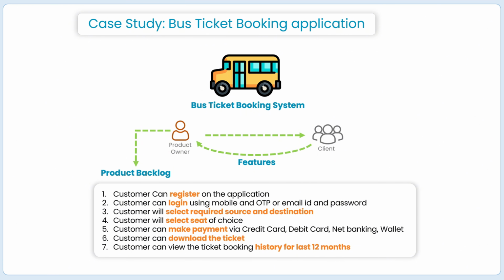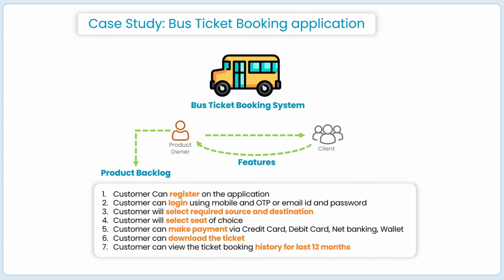Customer will select the required source and destination. Customer will select seat of choice. Customer can make payment via credit card, debit card, net banking, or wallet. Customer can download the ticket from the mobile application. Next, customer can view the ticket booking history for last 12 months.